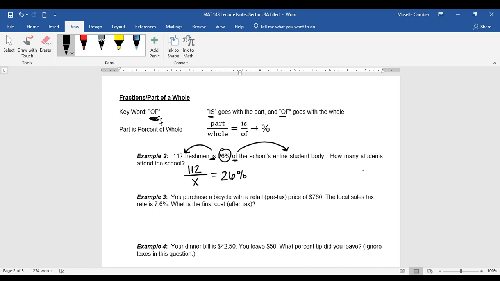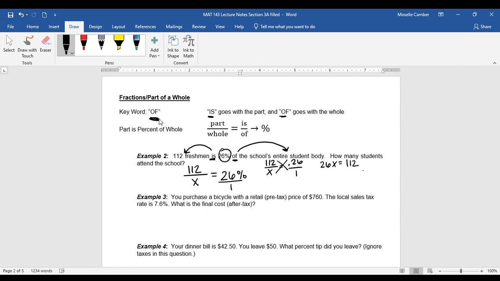So from here, if we wanted to solve for x, we want to figure out what the school's entire student body is. We can do a cross multiplication, which we can do because we have this equal sign. We're going to say that this is a fraction, 26% over 1, and I have 112 over x. Now my calculator, I don't really like the percent, so I'm going to change that to 0.26 over 1, because percent means divided by, so we do 26 divided by 100 to get 0.26. Cross multiplication says we do 26 times x equals 112 times 1.